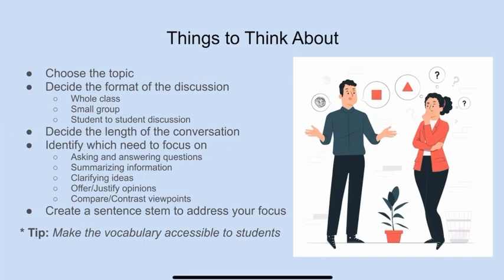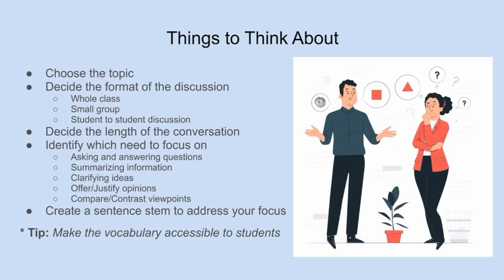The first thing that you need to do as a teacher is choose the topic. So in math, I could choose slope, for example. The next thing you need to do is decide the format of the discussion. Is it going to be a whole group thing, small group, or just student-to-student discussion? Afterwards, decide the length of the conversation. Is it going to be a large lesson where you need an extended conversation? Or is it just going to be like an exit ticket and be kind of brief towards the end? So maybe a good 10-15 minutes at the end of the class.